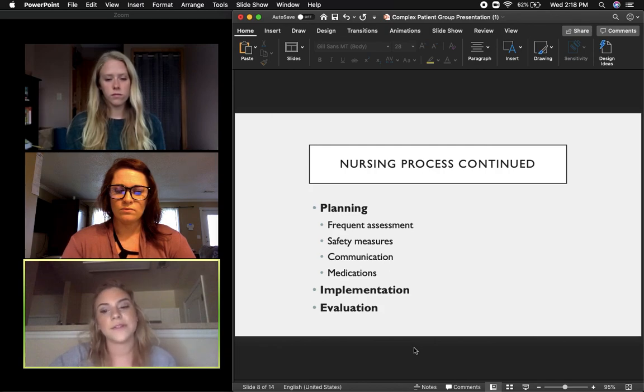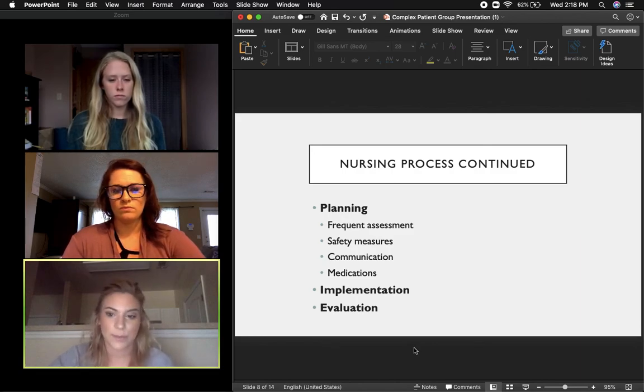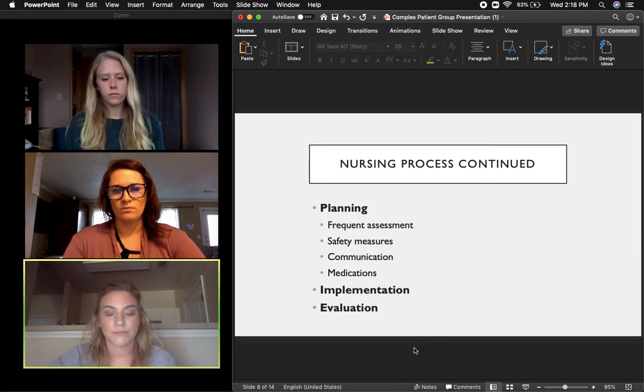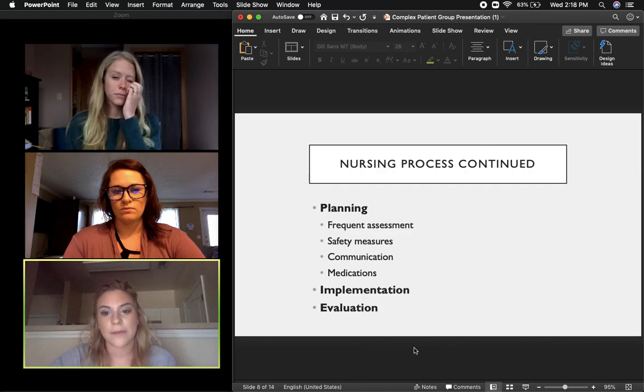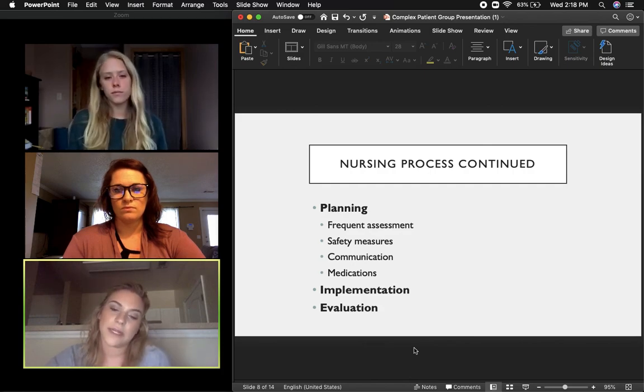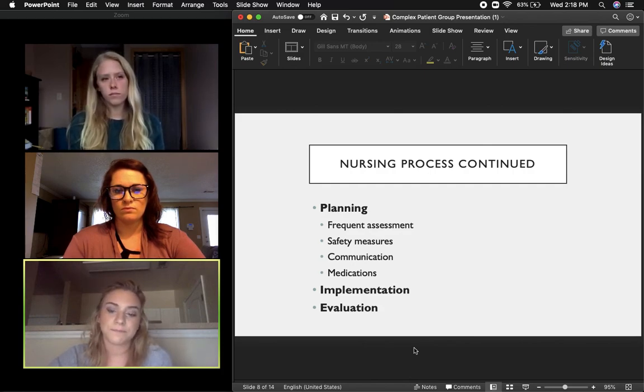And then the final two steps are implementation and evaluation. So doing those things that we planned on doing, like performing the assessments, implementing those safety measures, communicating well with the patient, making sure that we're in constant communication with their family, giving those medications, implementing the doctor's orders, and then evaluating how successful it is for the patient.